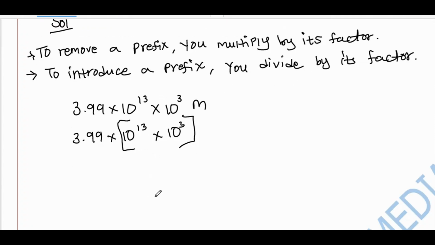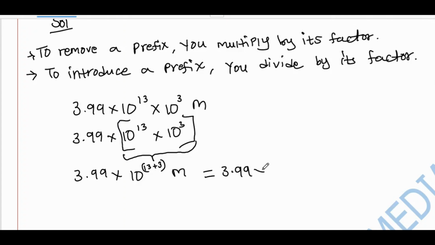And now, this one turns out to be 3.99 times, this part here would be 10, 13 plus 3, raised to power 13 plus 3 meters, which is 3.99 times 10 raised to power 16 meters.